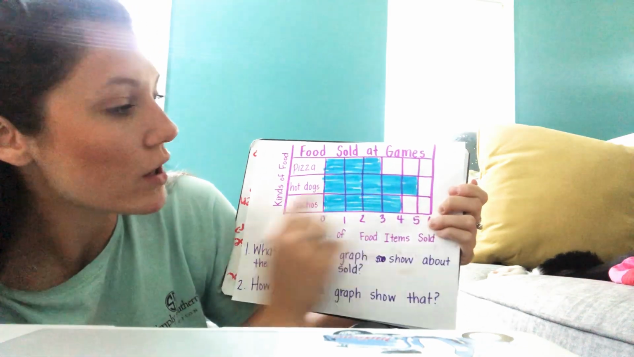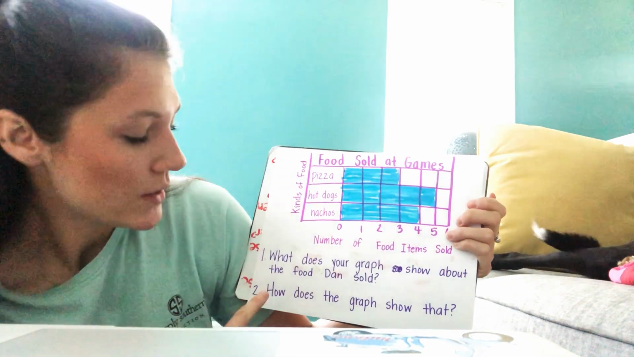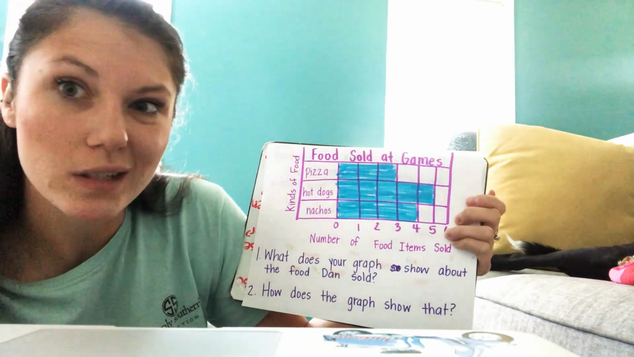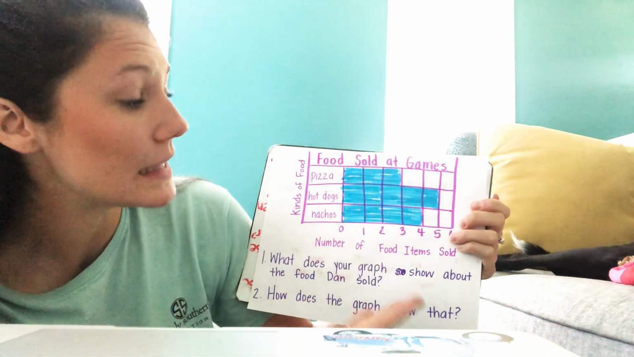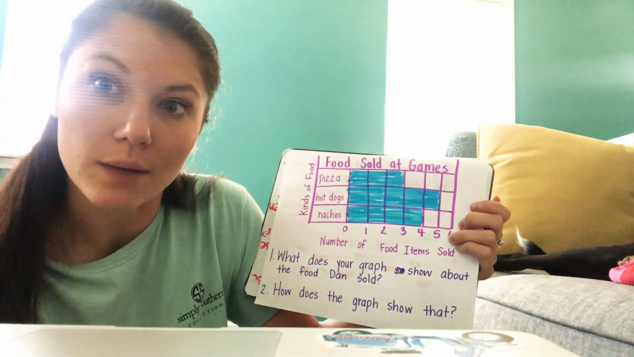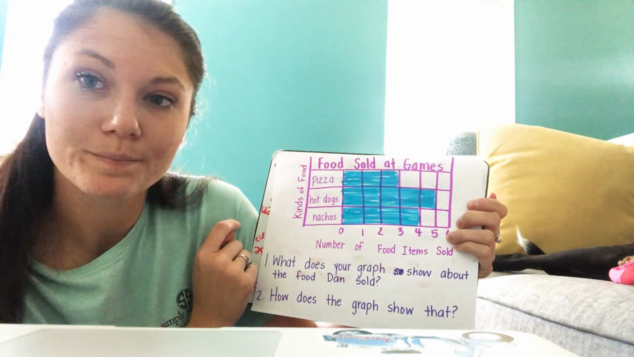Right? Which one's the longer bar? And we know it's hot dogs. So the graph is visually showing us the data, and so we don't have to really pay attention to the numbers. We can automatically see that hot dogs were the most popular item, right? And the least popular would be pizza.